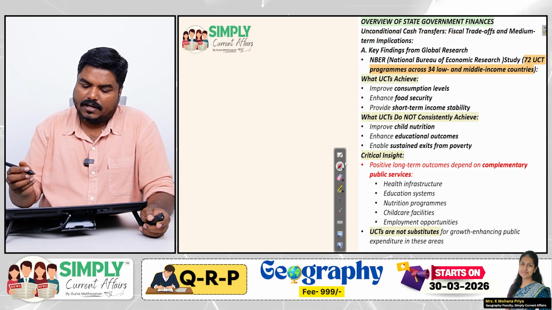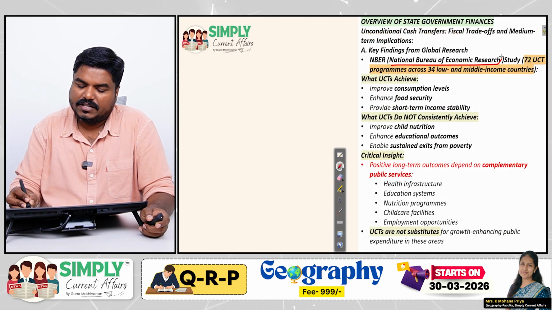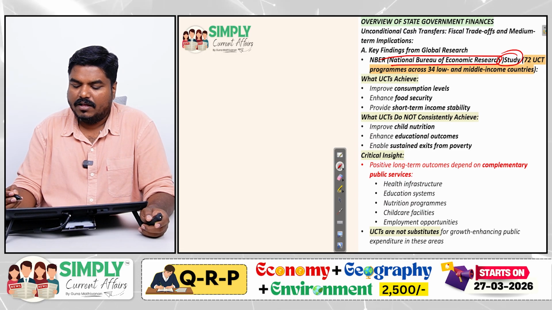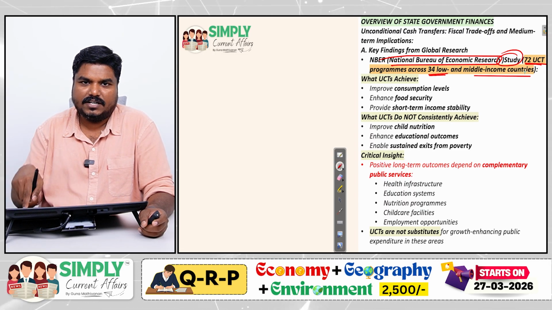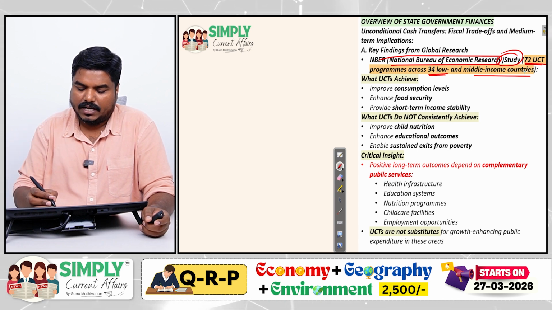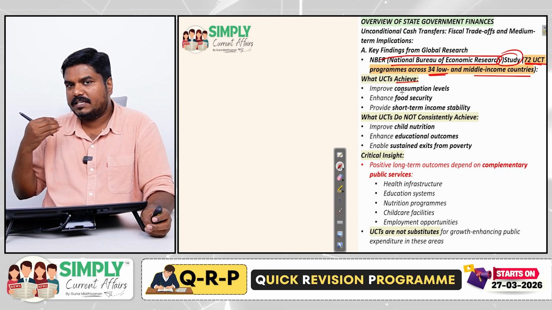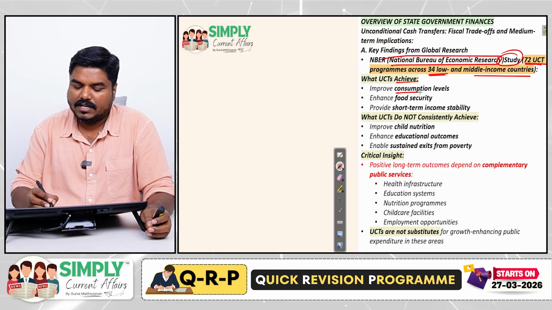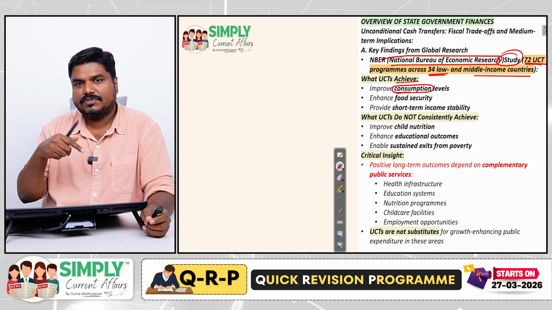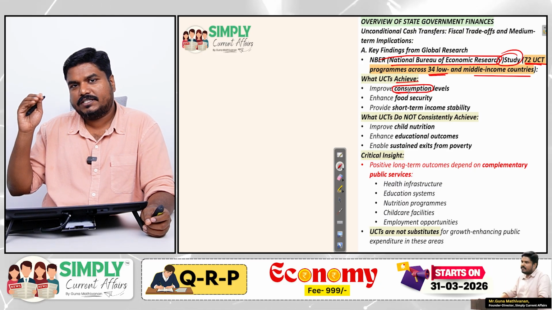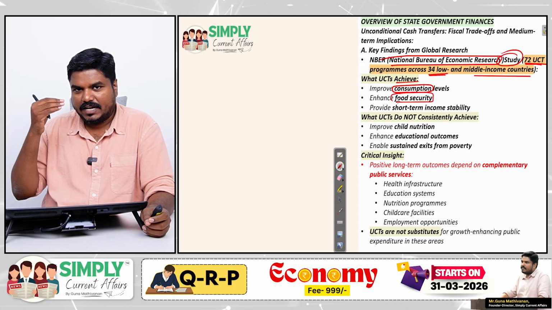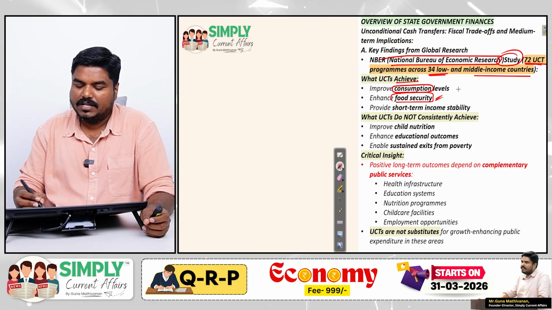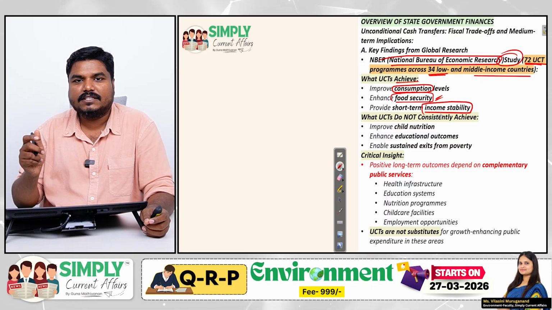See, the National Bureau of Economic Research has done a study. Almost 72 such programs under 34 low and middle income countries were studied. What is the achievement? When people were given money unconditionally, their consumption increased. When you consume more, there is more demand, more production, more growth. When you have money, you will have it for ensuring food. So food security has improved. And to some extent, there is income stability.